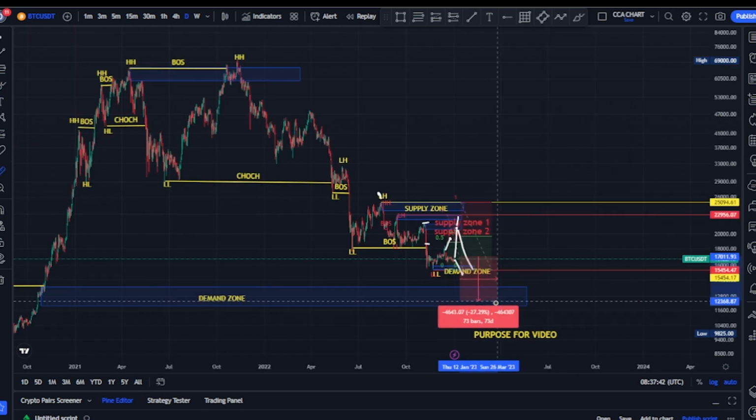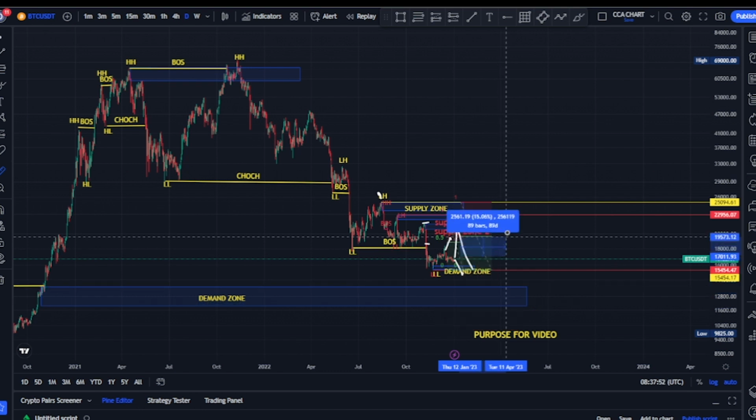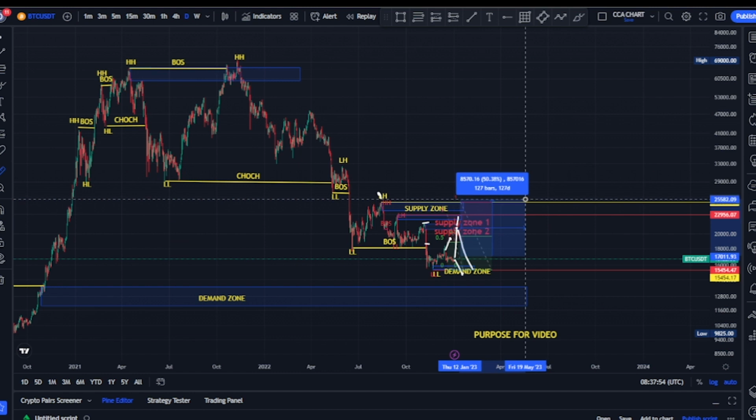Using our measuring tool, for price to come back to this demand zone, which is around $12,000 to $13,000, price needs to fall about 28% more. Or from this point, for price to come back to this major supply zone on top, which is around $25,000, price needs to go about 50% more upward. So guys, drop your thoughts in the comment section.